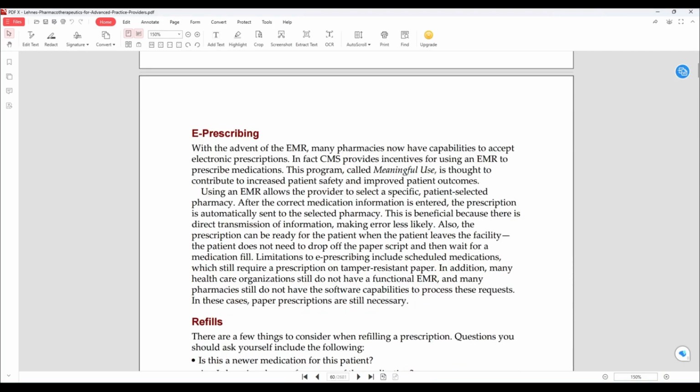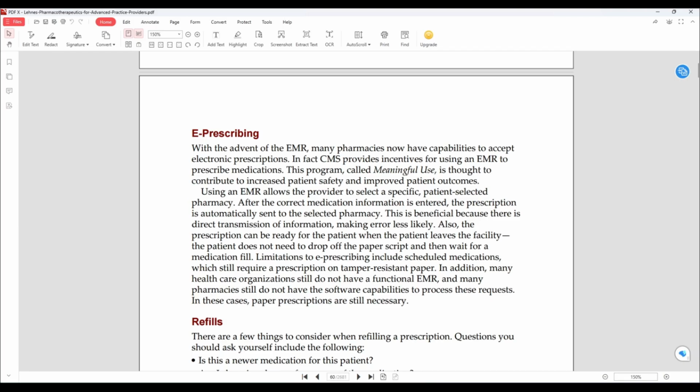Using an EMR allows the provider to select a specific patient-selected pharmacy. After the correct medication information is entered, the prescription is automatically sent to the selected pharmacy. This is beneficial because there is direct transmission of information, making error less likely. Also, the prescription can be ready for the patient when the patient leaves the facility. The patient does not need to drop off a paper prescription and then wait for a medication fill.